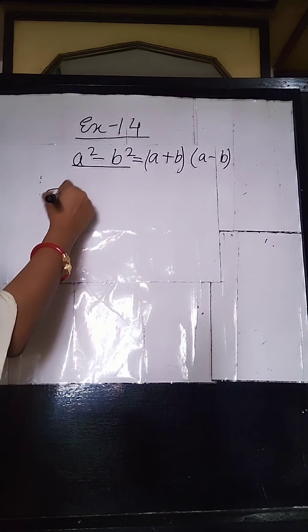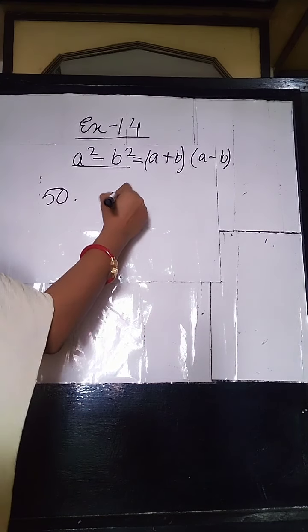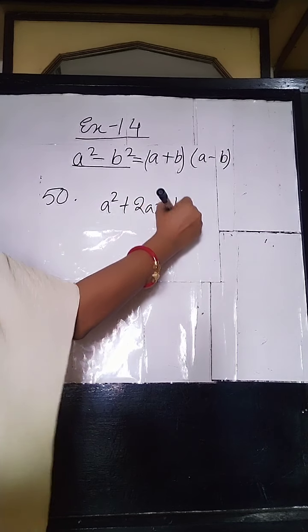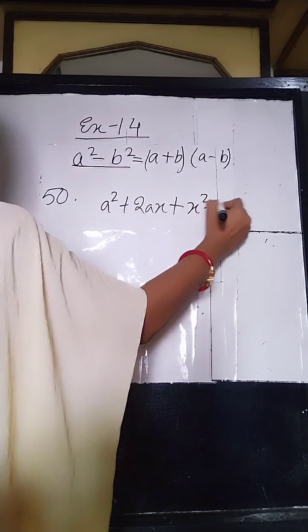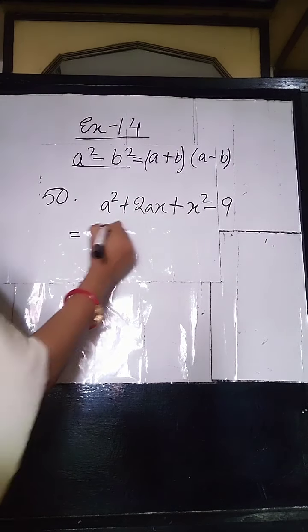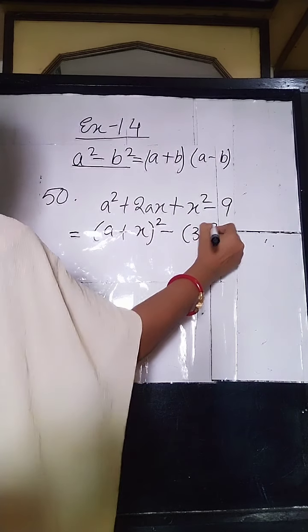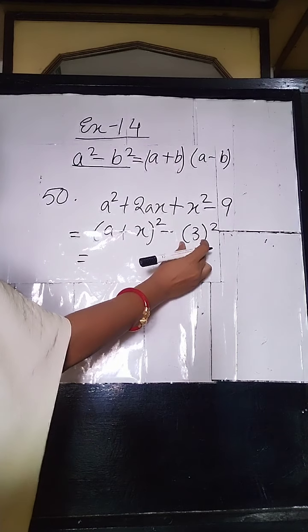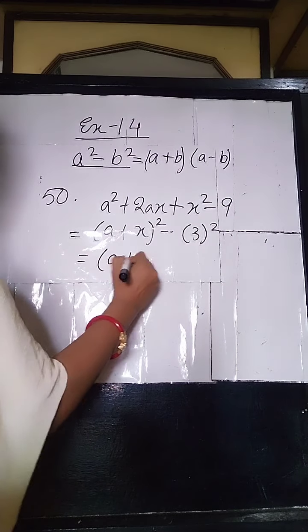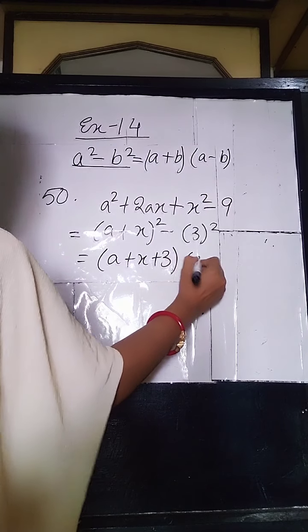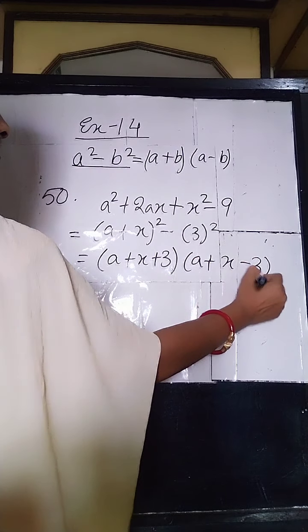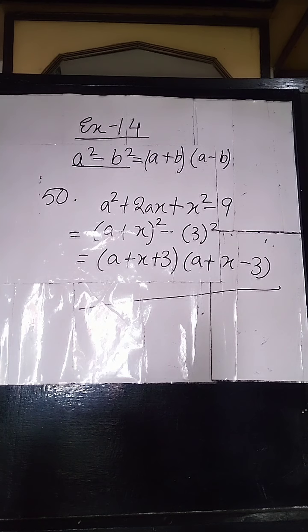Sum number 50, it is given that a square plus 2ax plus x square minus 9. Very easy sum. As you can see, this means a plus x whole square and 9 means 3 whole square. So this plus this into this minus this, in brackets a plus x plus 3 and then a plus x minus 3, and the sum ends over here. You can see how easy they are.